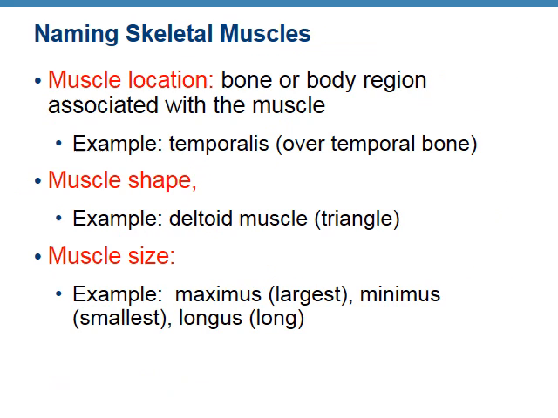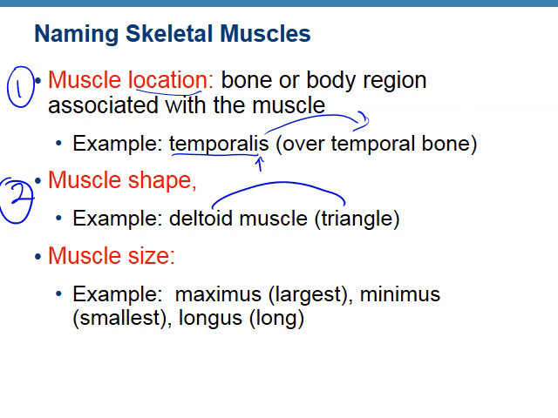Let's move on to naming skeletal muscles. There are several categories that we use to name skeletal muscles. One is location. So temporalis is a muscle. All we did was add an IS to the end. This is the muscle that sits on top of the temporal bone. We have a frontalis, an occipitalis. Second, we can look at shape. So deltoid means triangle. So the deltoid muscle is a triangular shaped muscle.